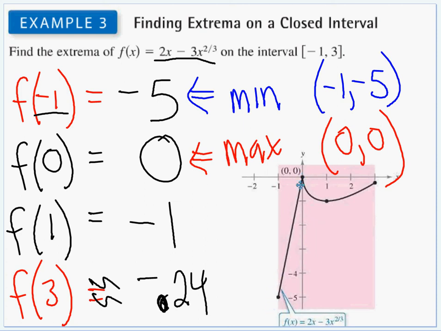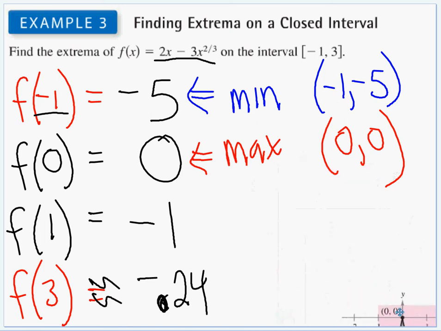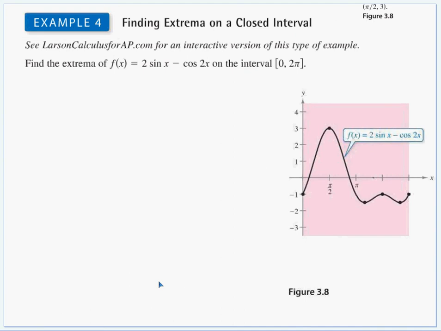Example 4, we're not having fun unless we throw some trig functions in there. We got some sines and cosines, and I just noticed, I think this is our last example. Yeah, so here we go. Find the extrema of this: 2 sine x minus cos 2x.